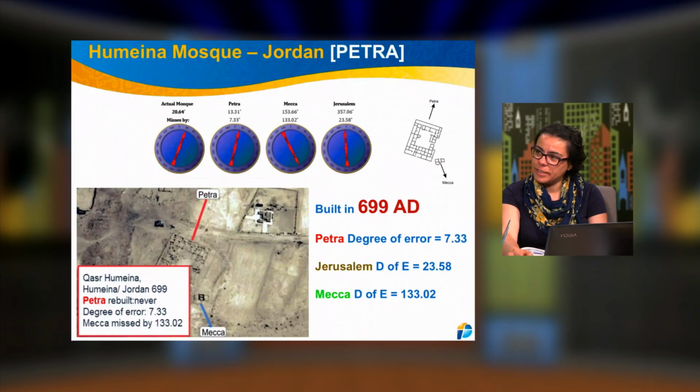And we have the four dials up there. It is built in 699. Today, if you want to find the direction of the Qibla, you can do that because it is preserved in that form, and the direction of the Qibla is towards Petra. 7.33 degrees of error, yet Jerusalem is 23, and it misses Mecca by 133 degrees. 133 degrees off, so this is completely off.